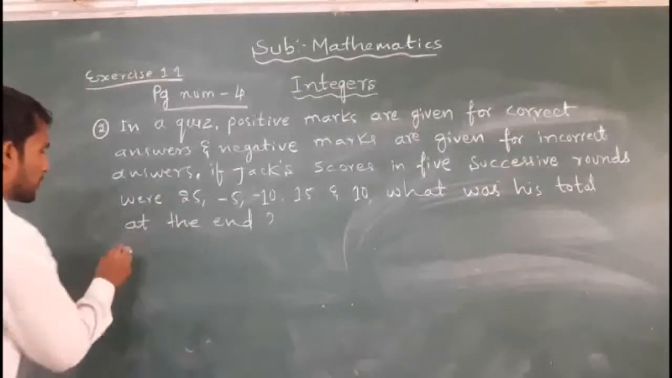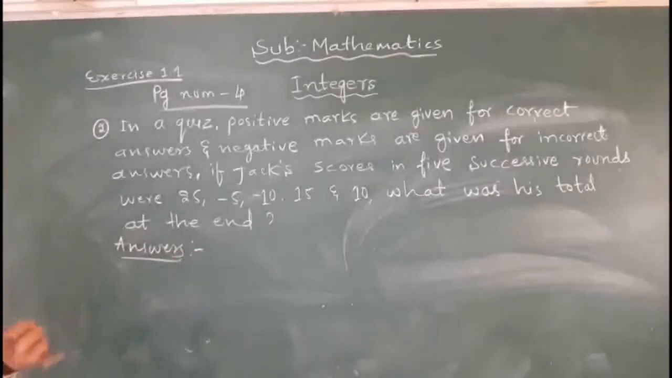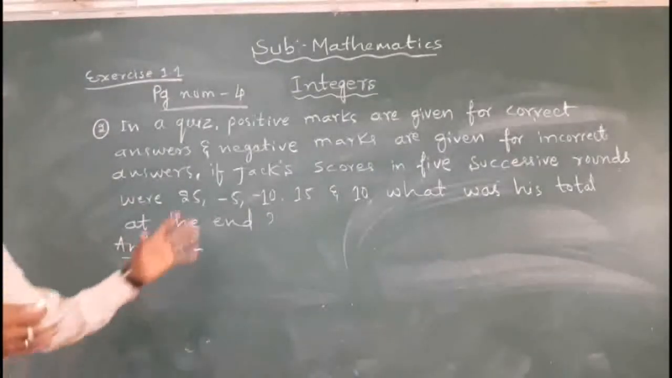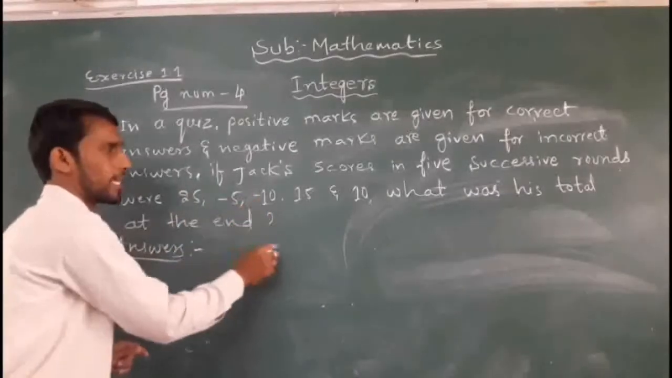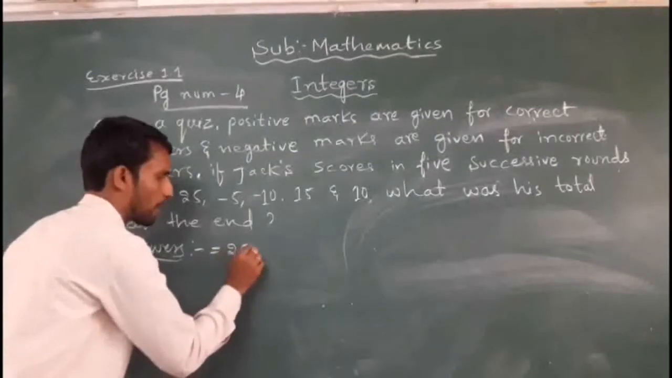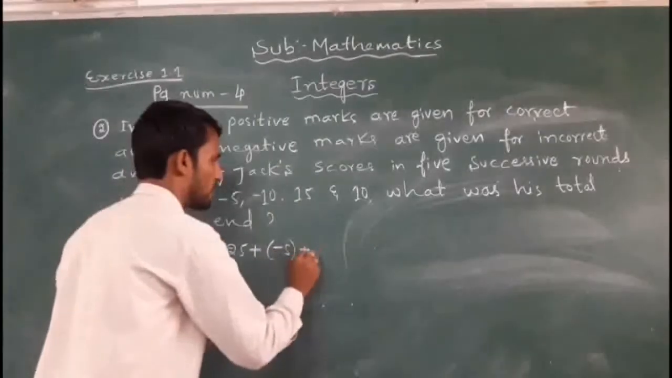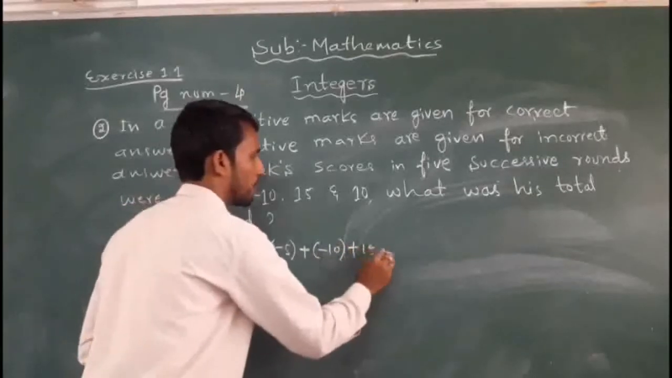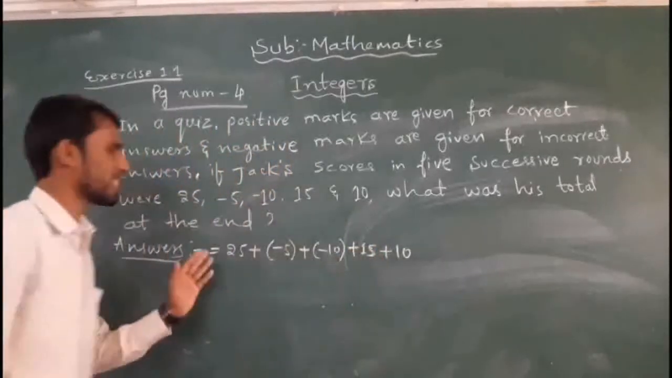See here, I am solving this problem. This is a very easy problem, but we have to understand. See here, we want to find out the total score. So we have to add all these integers. See here, 25, minus 5, minus 10, 15, 10. See here, 25 plus, in the bracket minus 5, plus, in the bracket minus 10, plus 15 plus 10. These are the scores of Jobs.